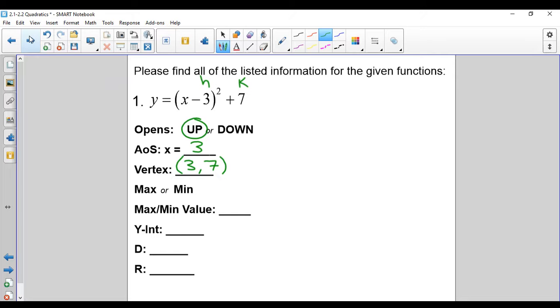If your parabola opens up, it has a minimum value. Think of a visual here. We have a parabola opening up. We have a minimum point within that parabola. So when it opens up, we have a minimum. When it opens down, we have a maximum. Our max or min value, in this case our minimum value, is the y value of the vertex. So it's 7.